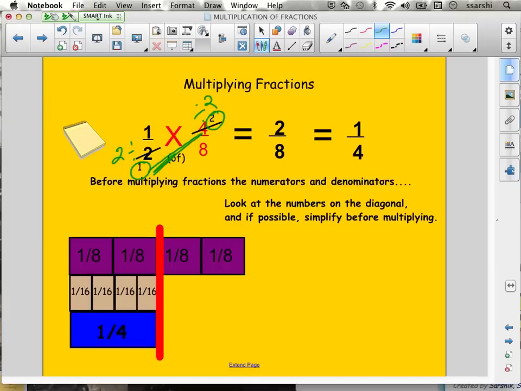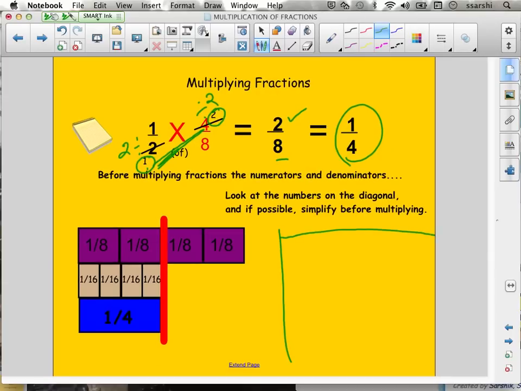So now when I multiply across, it becomes 1 times 2 equals 2, and 1 times 8 equals 8. That can be further simplified to 1/4. So it says to always look at the numbers on the diagonal and see. Really, if I was looking at this the long way, I would see 1 times 4 is 1 times 2 times 2, over the 2 times 8.